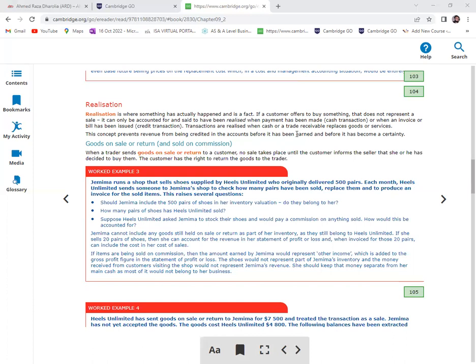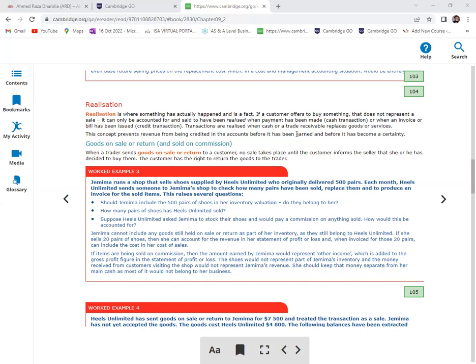So this is not an accounting sale. Why? Because it's not a realistic transaction: you are selling, but after some time you are going to take it back. So what type of sale is it? In order to make a sale, the title, the ownership of the goods, must be transferred to the buyer, and the buyer can do anything with those goods.